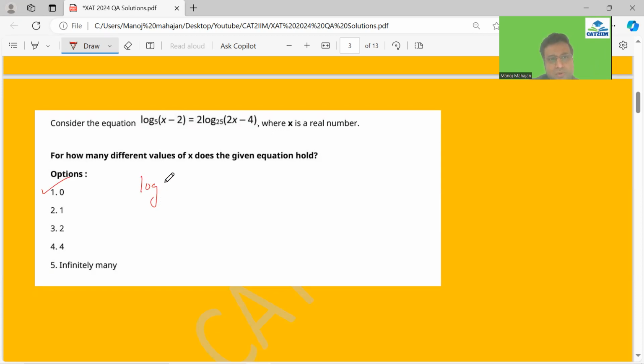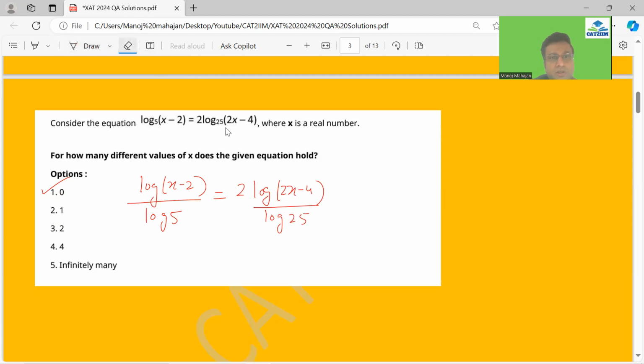So, an easy one. If I look over here, can I write this as log x minus 2 upon log 5? Yes, I can do that to the same base. And let's say I'm taking the base to be 10 out here, right? This could be what? 2 log 2x minus 4 upon log 25. Can I do that? Yes, I can do that.